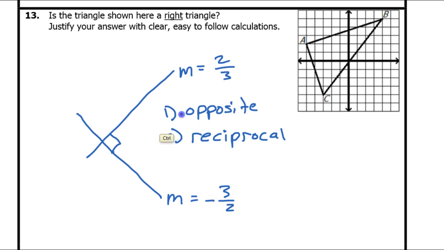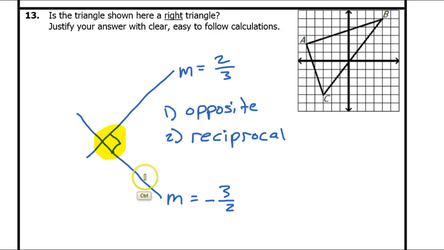So I can use that property to figure out if this is a right triangle, because if this is a right triangle, that means that one of these angles has got to be a right angle, like this. And if there's a right angle, that means that two of these sides have to be perpendicular.